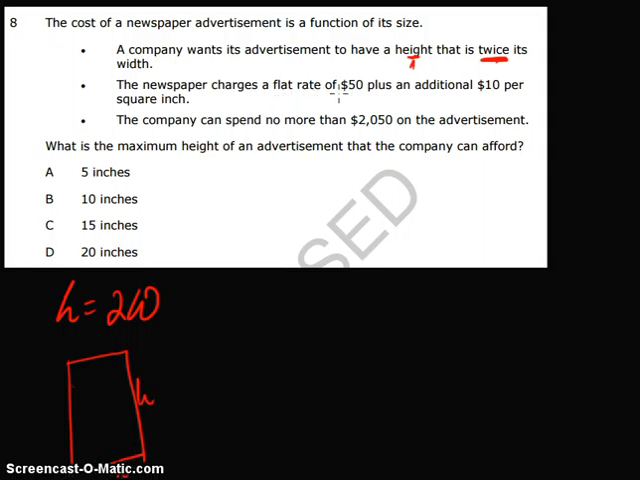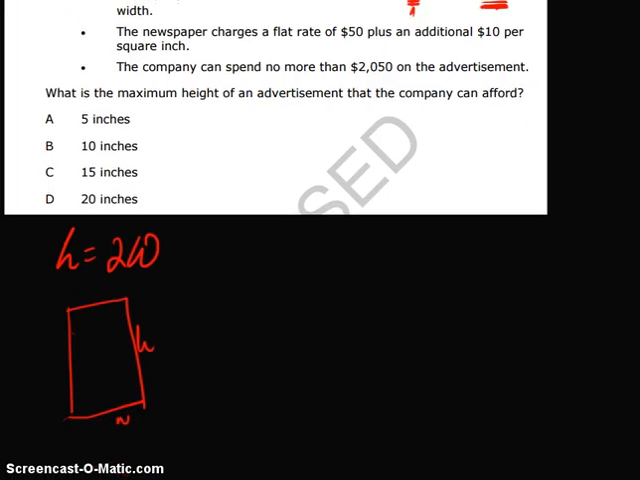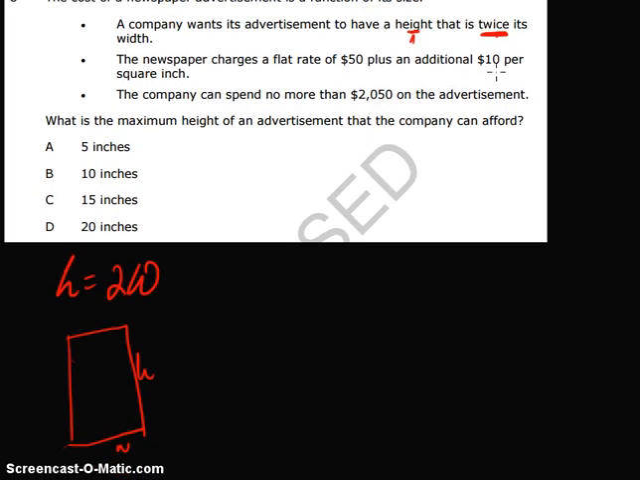The newspaper charges a flat rate of $50 plus an additional $10 per square inch. So anything more than that size is going to be $10 per square inch. The company can spend no more than $2,050 on the advertisement. The question is, what is the maximum height of the advertisement? So we're looking for the maximum height that the company can afford, with a budget of $2,050. Let's write the cost analysis equation.